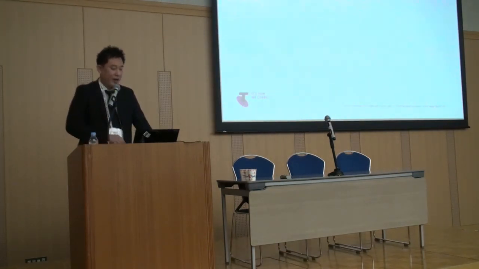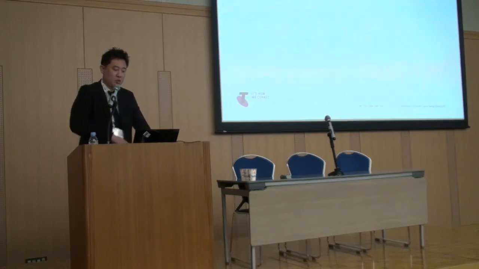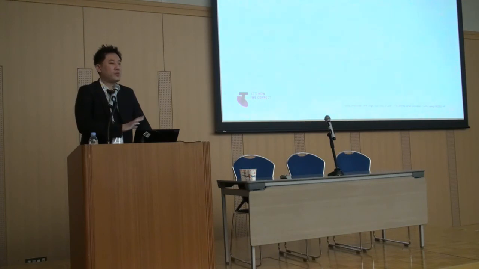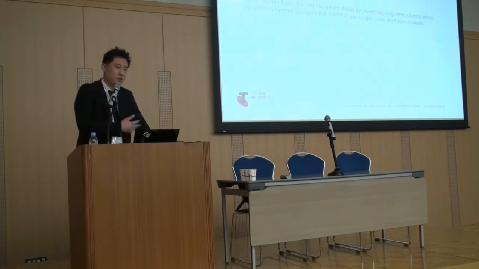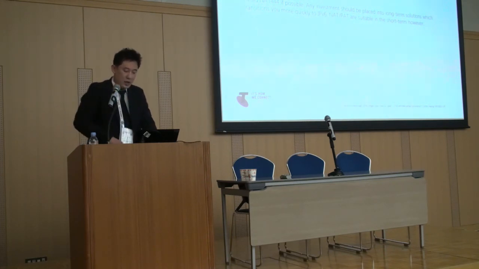So in conclusion, every carrier will have a unique set of circumstances, as I mentioned. It will dictate which transition method you will use. I'm not saying one is good, one is bad, but I've noted some of the issues that you may encounter. There's no standard way of doing this. You have to look at your own network. Avoid NAT444. Any investment really should be placed into long-term solutions for IPv6 that will transition you more quickly to v6. But you can do NAT or PAT translations in the short term. That's no problem.